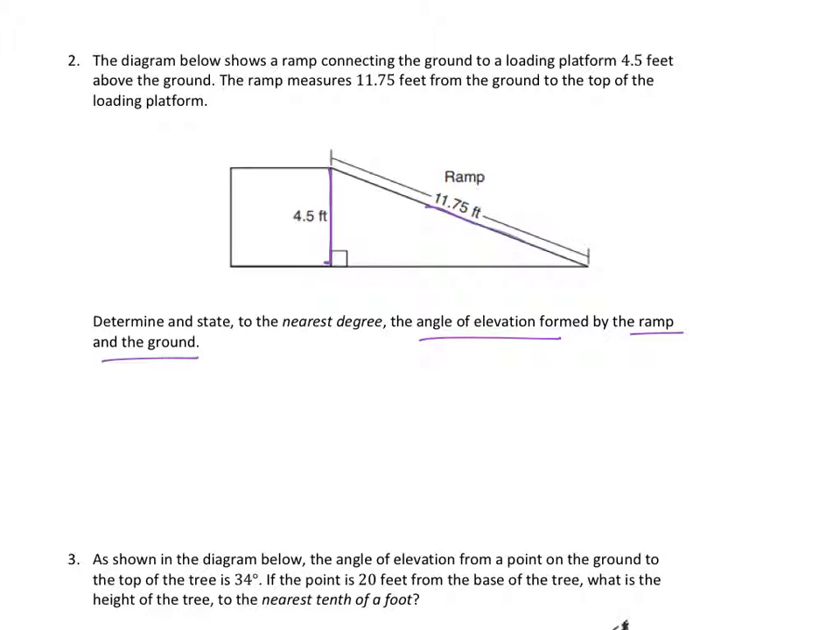So here's my ramp, here's my ground. Angle of elevation means to first look out and then look up. And we're going to call this theta. That symbol I just drew looks like this. It's called theta. And theta just represents an angle. If you really hate theta, call it x. No big deal. Theta just typically represents angles in math, so we choose to use it here.